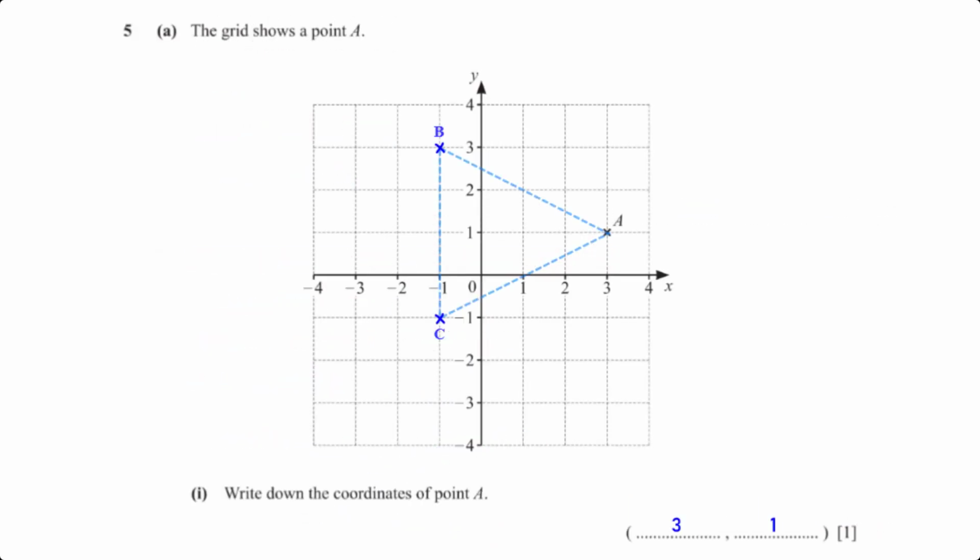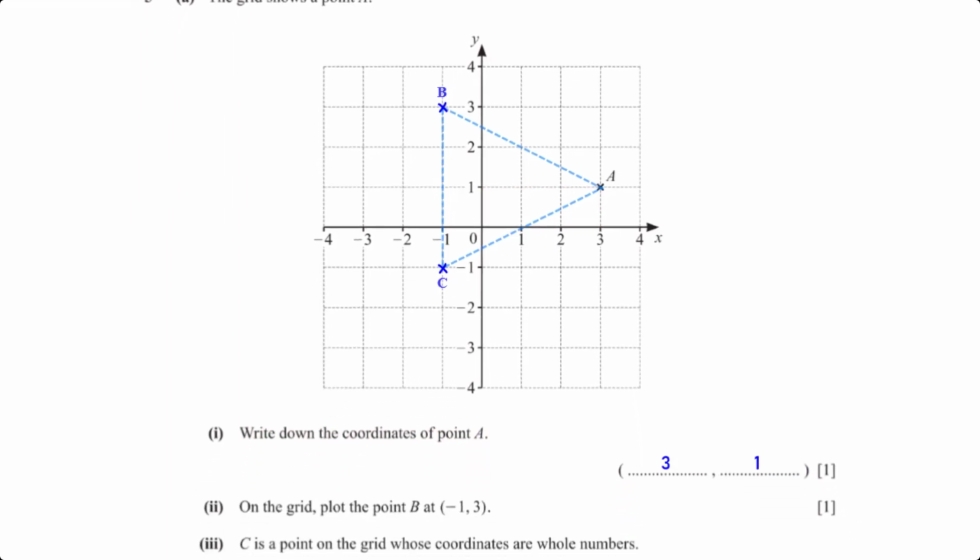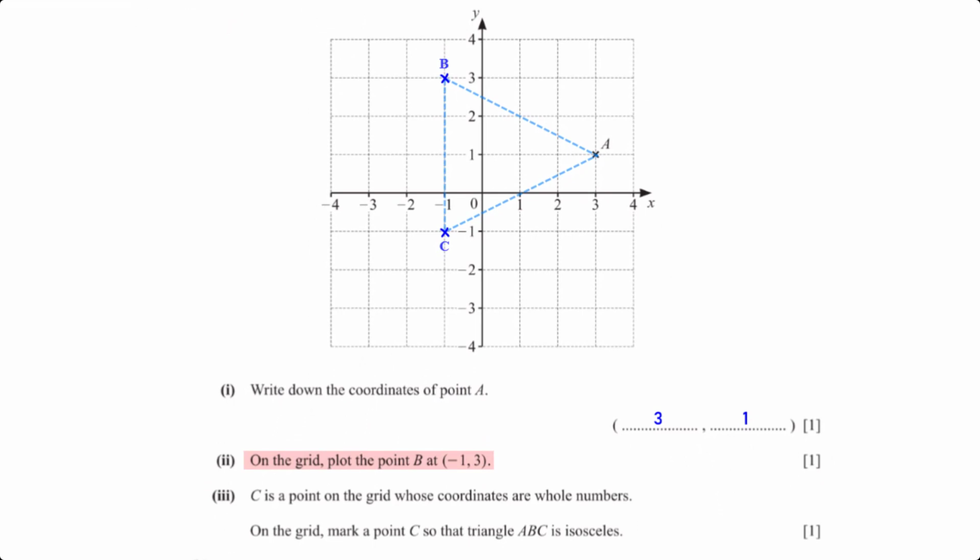The grid shows a point A. Write down the coordinates of point A. When we map A onto the x-axis, we get 3. And when we map it onto the y-axis, we get 1. So we have 3, 1. On the grid, plot the point B at -1, 3. On the grid, we've plotted point B.